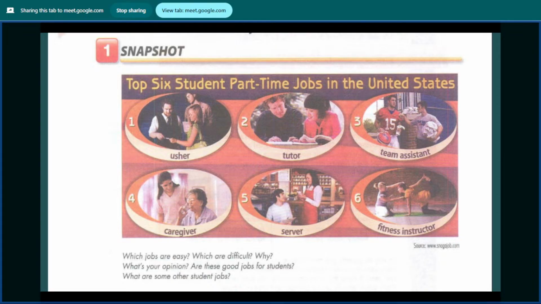Now, according to you, which jobs are easy and which are difficult and why? There is no right or wrong answer. Tell me whatever comes to your mind. I think usher and servers are easy jobs. Usher, please repeat. Usher and server are easy jobs. Okay. And tutor, caregiver, and fitness instructor are hard jobs. Okay, difficult jobs. Yes, difficult jobs. Tejal, what do you think?